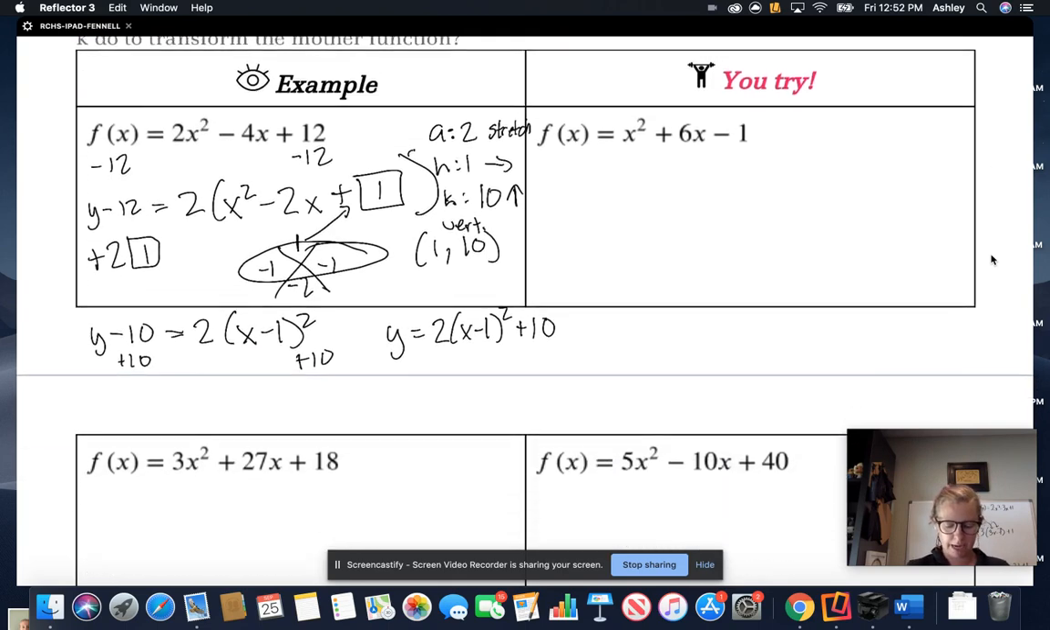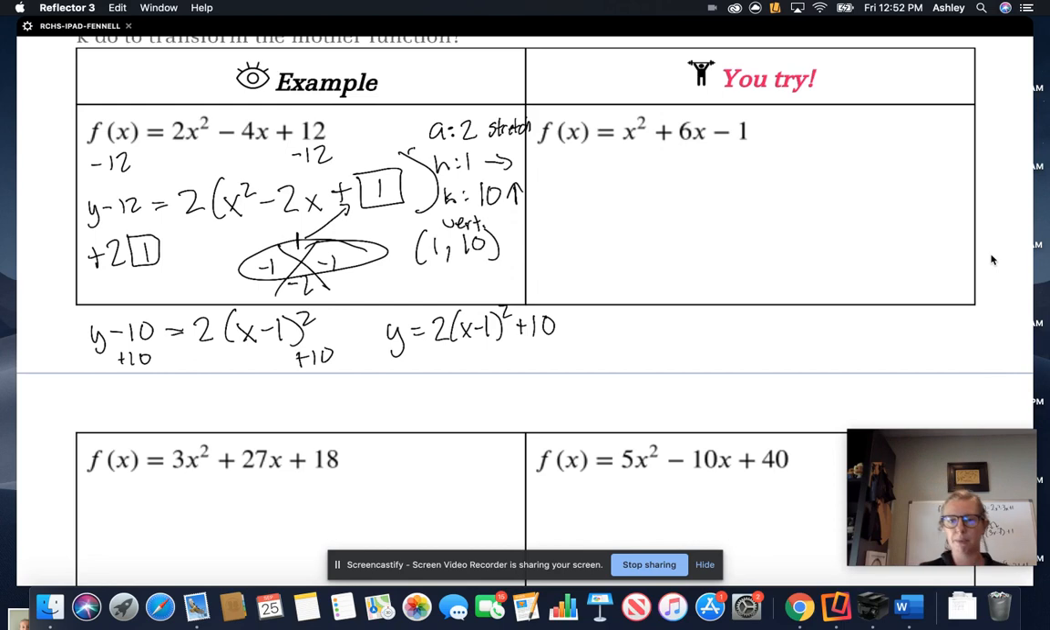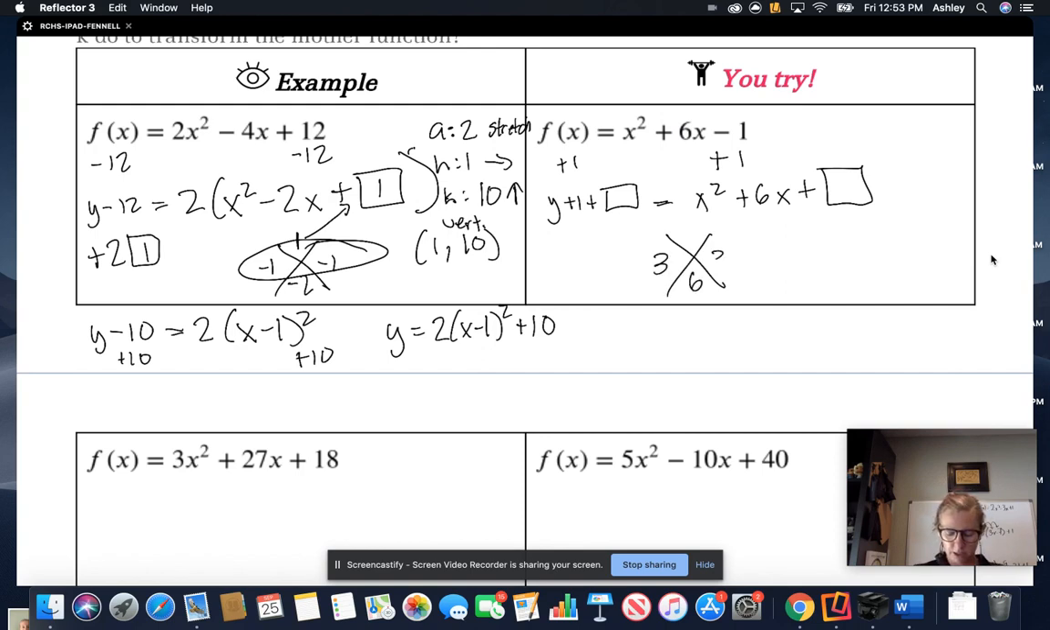Okay. All right. Next, you're going to attempt this one on your own. Slightly easier because you don't have to take any a values out. So we're going to add 1 to both sides. Y plus 1 plus whatever I'm going to add to complete the square equals x squared plus 6x plus whatever I need to complete the square. I know we're going to add to 6 and be identical. So that's 3 and 3. 3 times 3 is 9. So that's what I add on both sides.